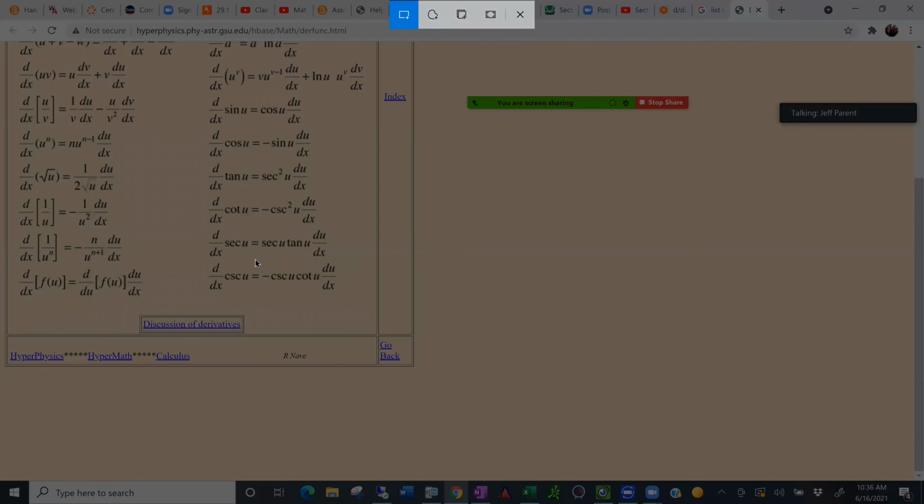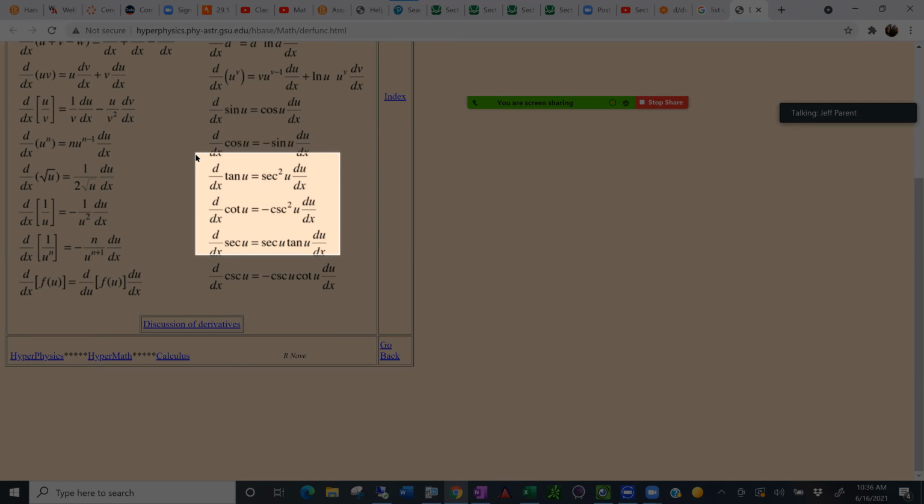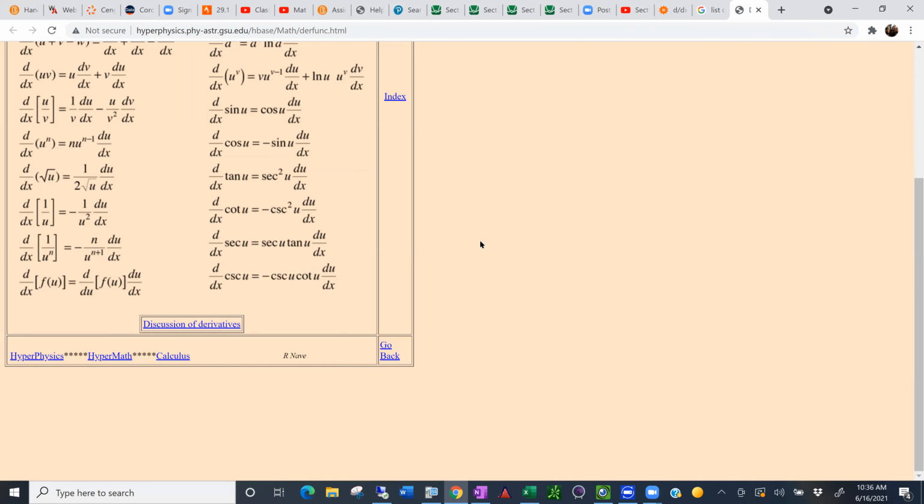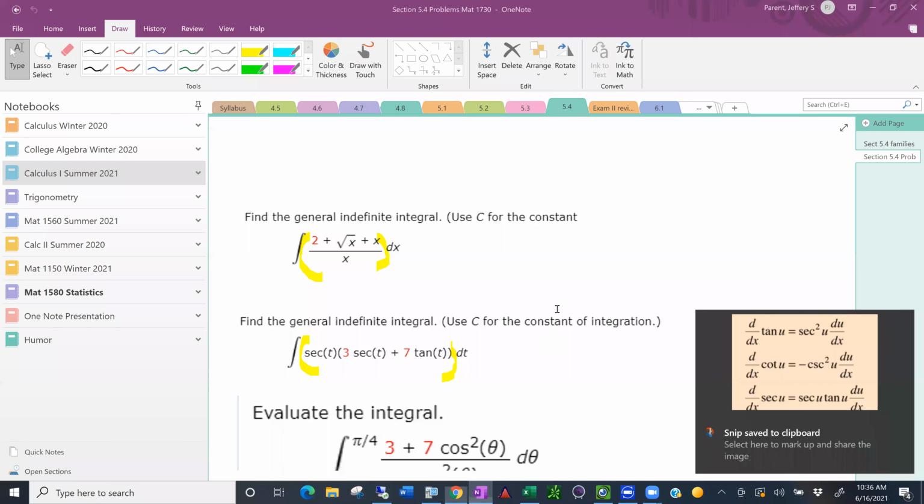Right here, the derivative of the secant of u is secant of u tangent of u. And the derivative of tangent of u is secant squared. And I didn't do a good job of cutting this out. But we'll come back and take a look at things here.